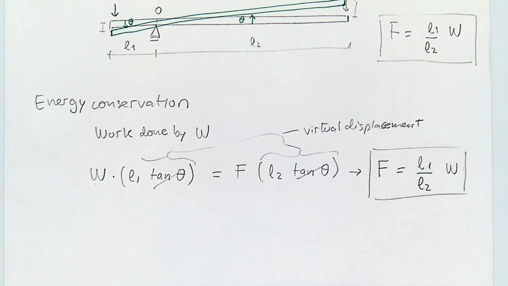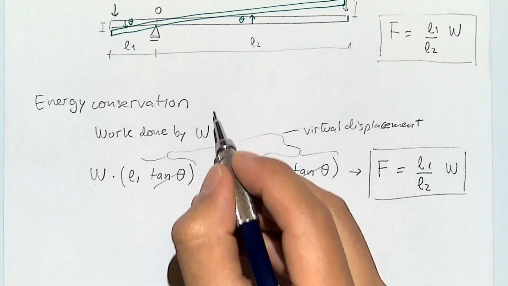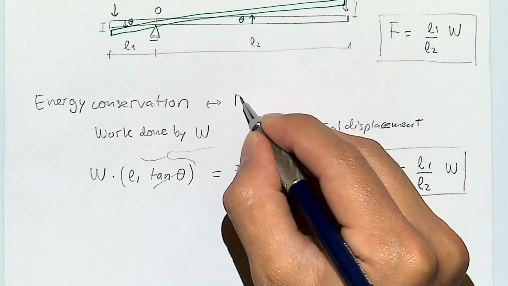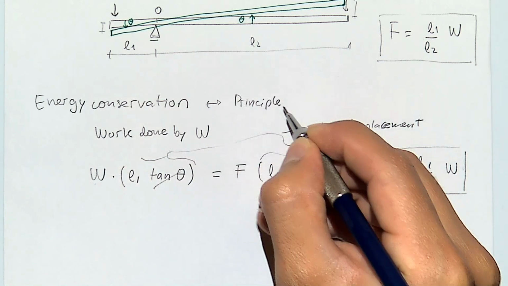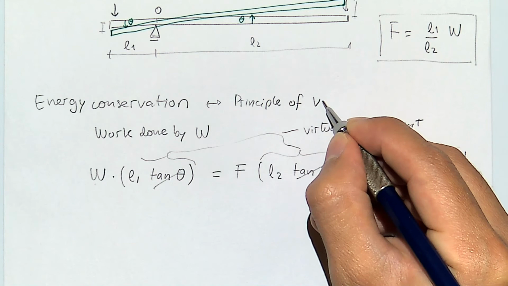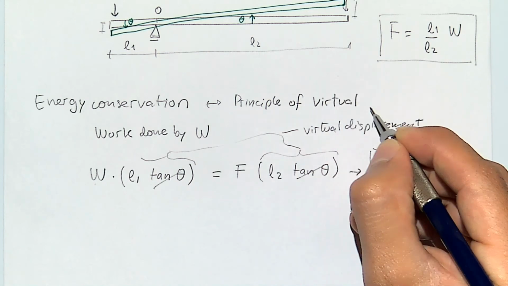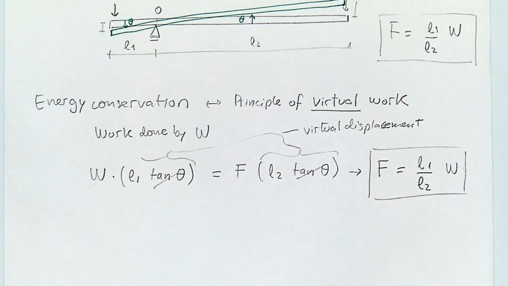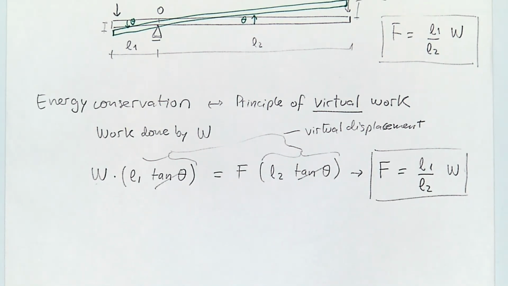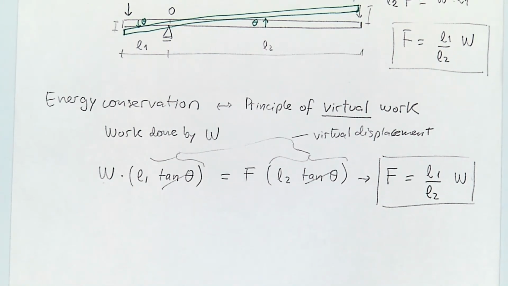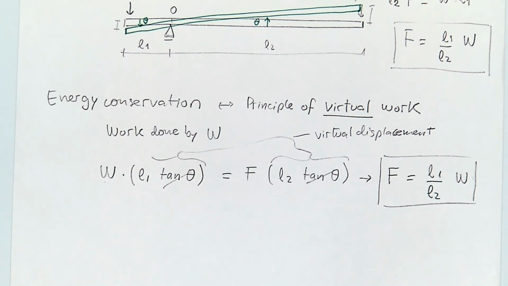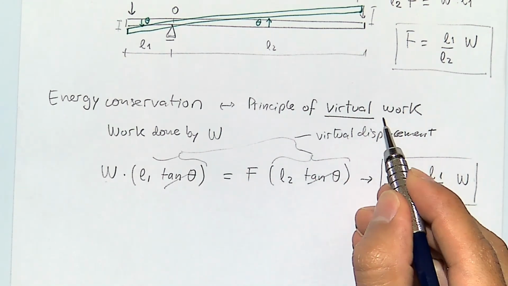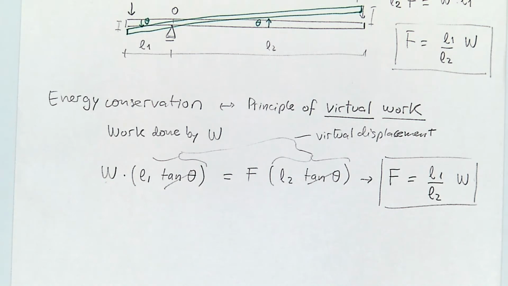And using this principle is how we're going to solve our equations. And this is what is called the principle of virtual work. Why virtual? Because we apply a virtual displacement. And that force times the displacement gives us a work. So that's why it's called the principle of virtual work.